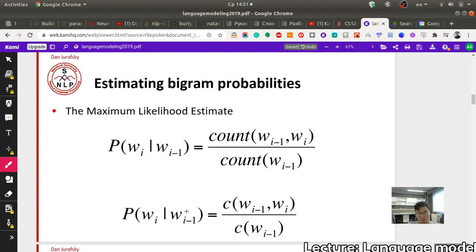So this is how it works. For example, you want to find the probability of w_i given w_i minus 1, for example 15 minutes. You count how many times 15 minutes come together in text, and then you count how many times 15 occurred in sentences. For example, you have 15 days, 15 minutes. You count all the 15s and then it's good.